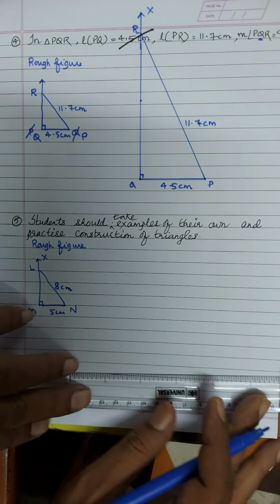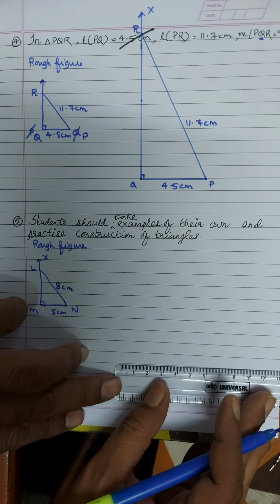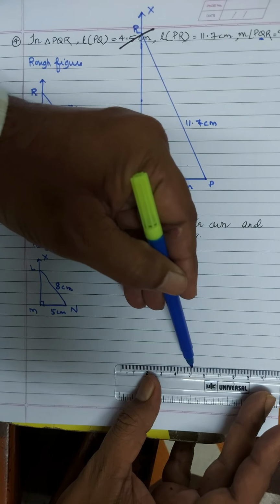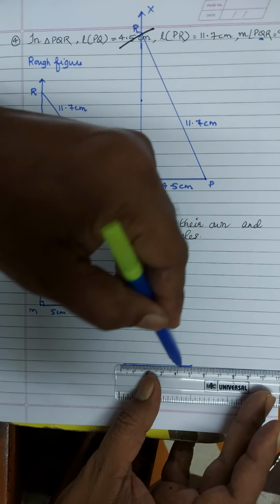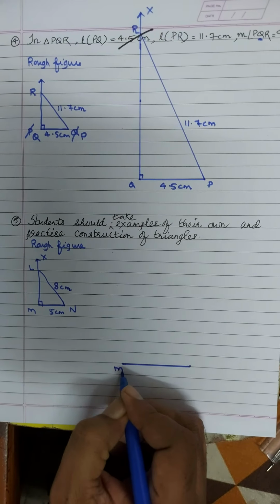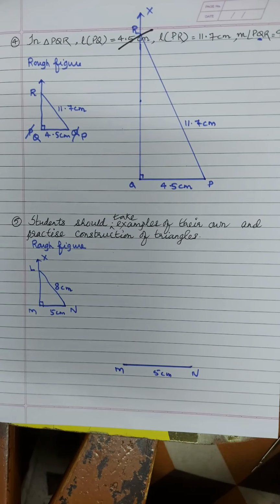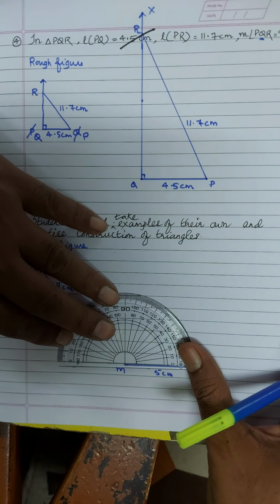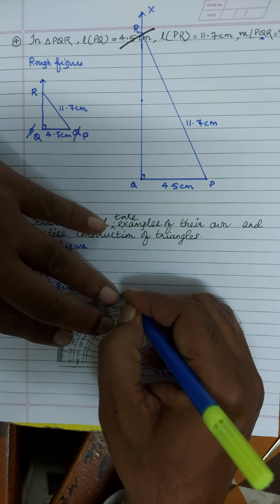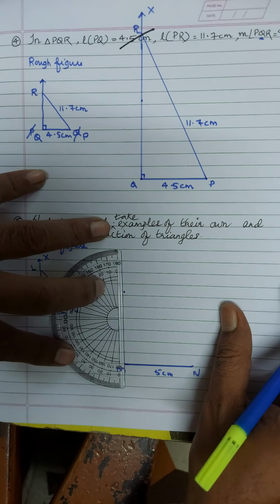Now the first step is 5 centimeter of MN. So this is exactly 5 centimeter we have taken. Now this is MN, 5 centimeter. Now we have to take a right angle. Exactly putting it on the edge of M, and this should also be a straight line on the protractor. So we have marked 90 degree, and we need to join this line, exactly straight.